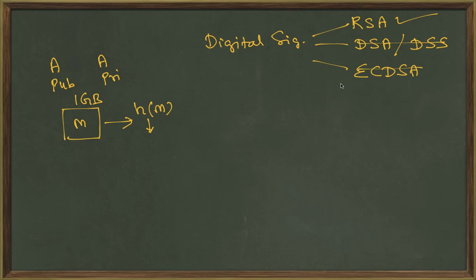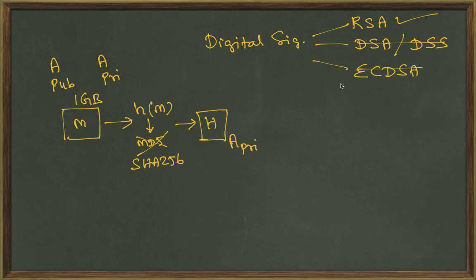For this, you can use any hashing algorithm. For example, you can use MD5. Since MD5 is no longer safe, better don't use this. Let's say you use SHA-256, okay? So you get the hash value. Then this hash value, you encrypt using Alice's private key.